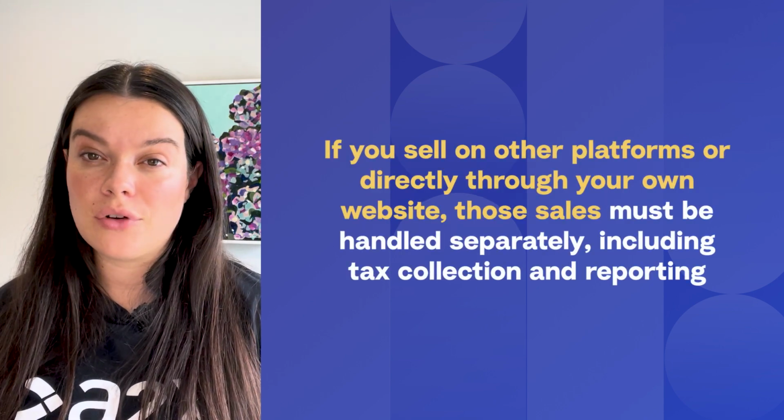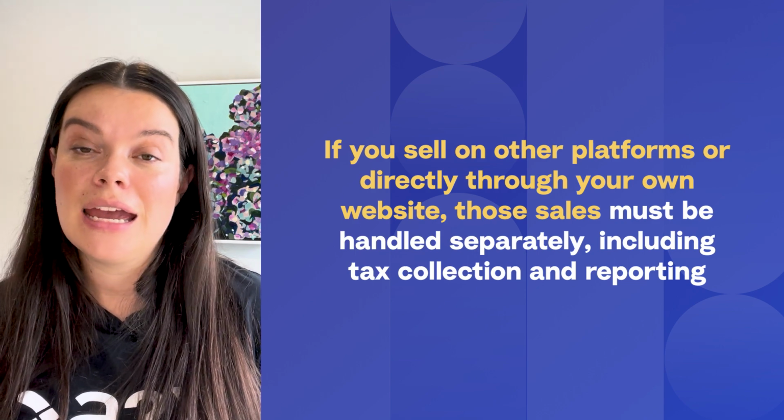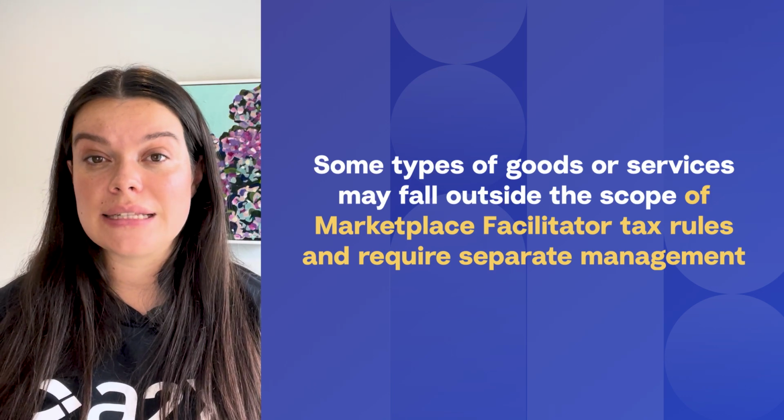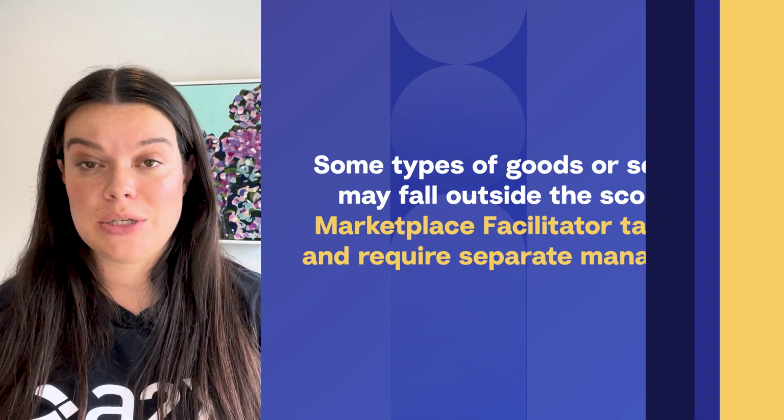If you sell on other platforms or directly through your own website, those sales may be handled separately, including tax collection and reporting. And some types of goods or services may fall outside the scope of facilitator tax rules and require separate management. To stay compliant, it's important to maintain accurate records of all your sales. This includes documenting which transactions eBay handled tax for and which ones require you to collect or remit the tax yourself. Failing to do so can lead to underreporting penalties or audit issues.